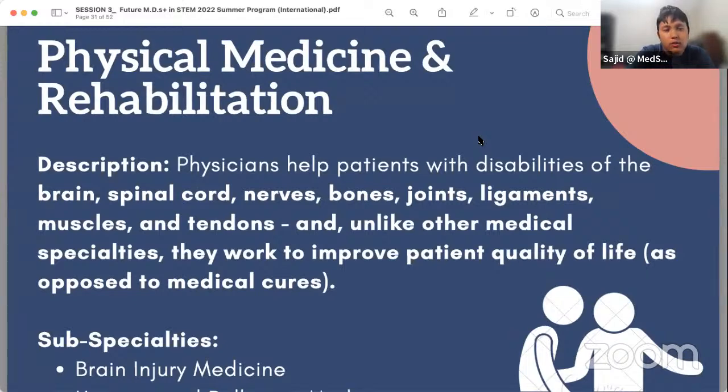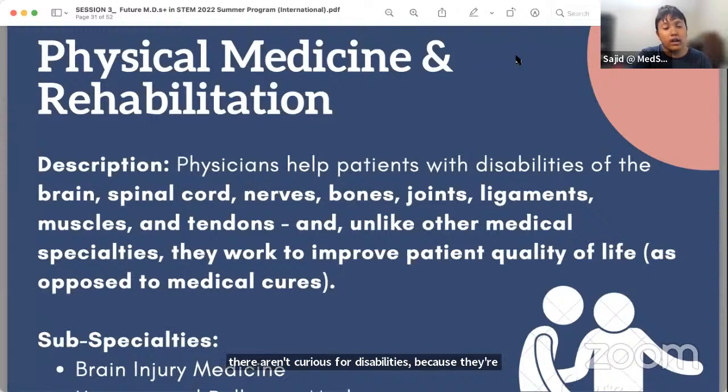And then you have physical medicine and rehabilitation. So basically, these are physicians that help patients with disabilities, that deal with the brain, spinal cord, nerves, etc. And what's unique about this medical specialty is that they work to improve patient quality of life. So they don't necessarily look for cures, because sometimes there aren't cures for disabilities because they're usually chronic.